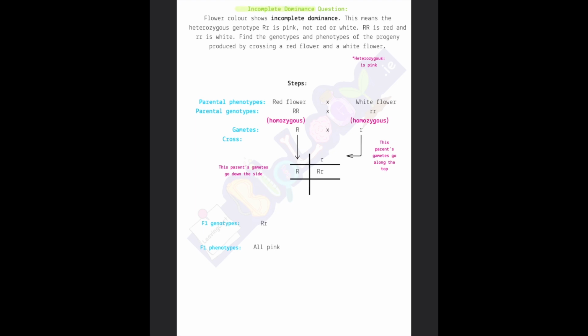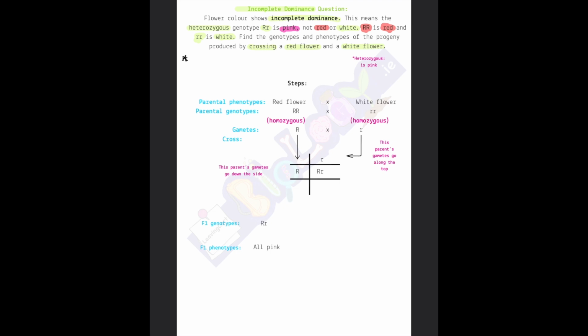Now we have an incomplete dominance cross, and incomplete dominance means that neither allele is dominant nor recessive over the other. So if we have a capital R and a small r, and we have the heterozygous big R, small r, usually it looks like the dominant parent. However, with incomplete dominance, no allele is dominant over another. So flower colour shows incomplete dominance, and this means that the heterozygous genotype, big R, small r, is pink, not red or white. 2 big R's is red, and 2 small r's is white.